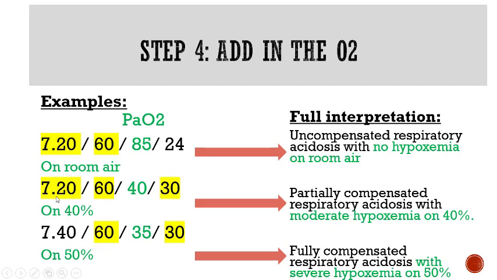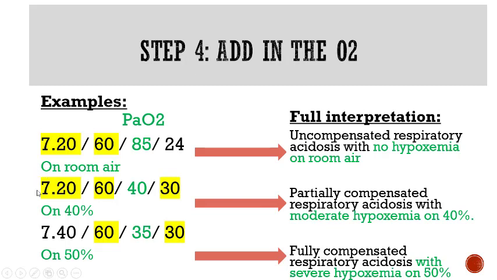So the next one is an example of a partially compensated one. So you have the 7.20, you have your CO2 of 60, your PaO2 of 40, and your bicarb of 30. So this is a partially compensated respiratory acidosis with moderate hypoxemia on 40%.